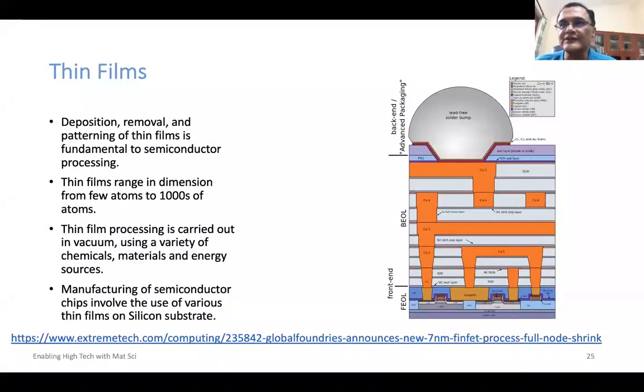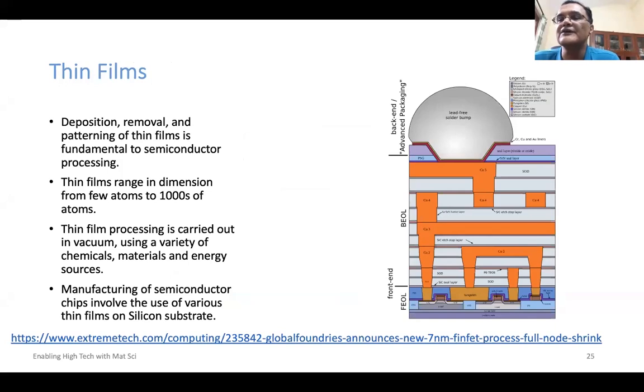I will end it here with this portion and say that this is how thin films and materials come in. This one is from a company called Global Foundries, and it shows their 7 nanometer integrated circuit process flow. If you see the image, there are 3 words.